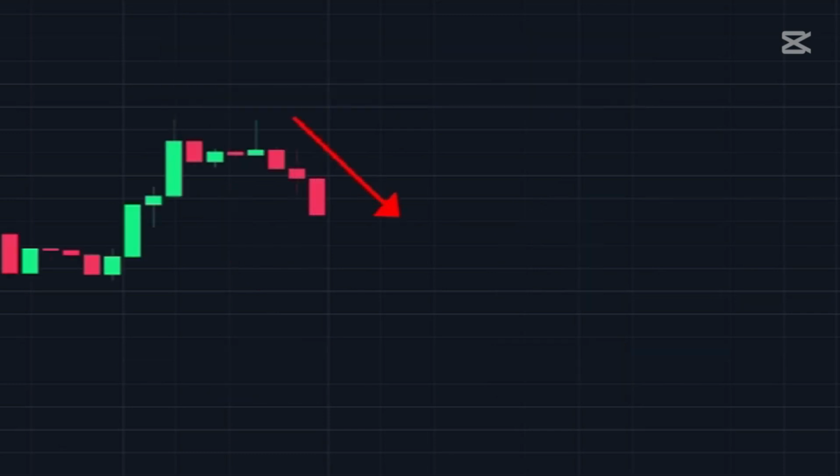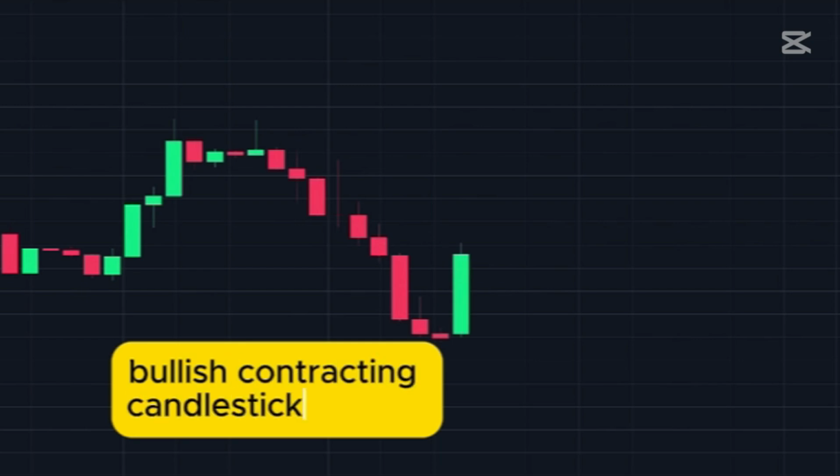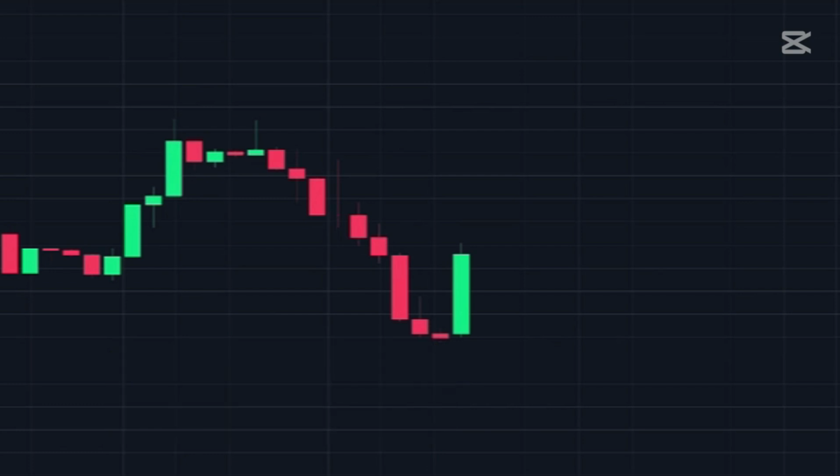For example, if price is in a downtrend, and you spot 3 red candles in a row, each candle is smaller than the previous candle. This signals that the downtrend is losing momentum. Then a big green candle formed. It shows that buyers are currently dominant, and signals a potential reversal to the upside. If you see the setup on the chart, you can enter a position when the green candle closes, with stop loss at the low of the previous candle.